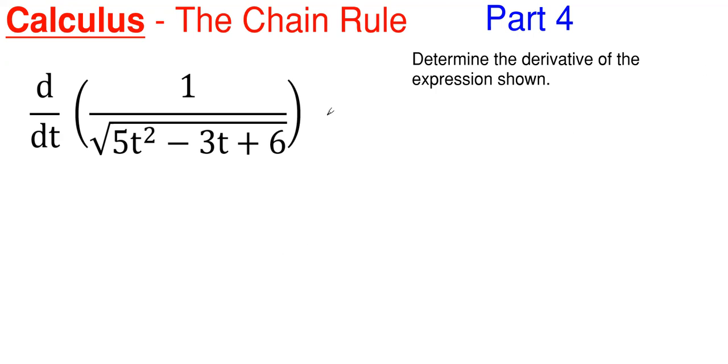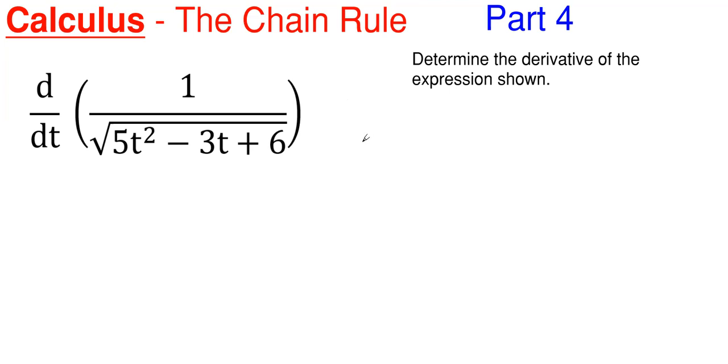So we have this expression right here of d dt of 1 over the square root of 5t squared minus 3t plus 6, and we have to find the derivative here with respect to t. So what we're going to do here is we are going to apply the chain rule.